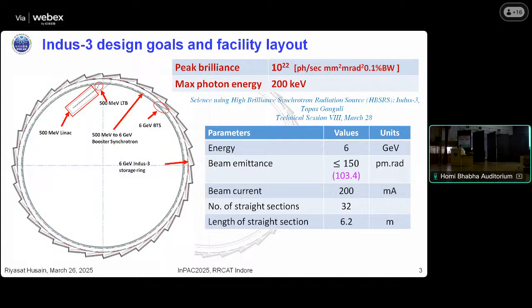So this gives the overall present layout of the facility. We have a 500 MeV Linac injector and a 500 MeV to 6 GeV booster synchrotron working as an injector to the 6 GeV electron storage ring.